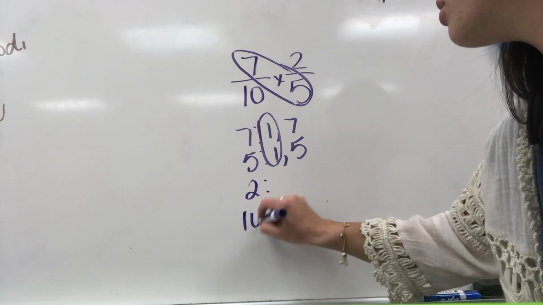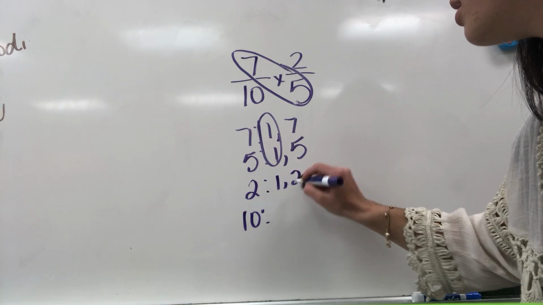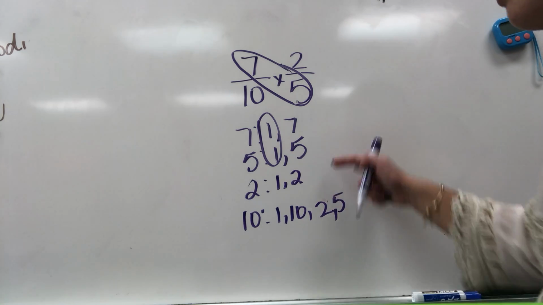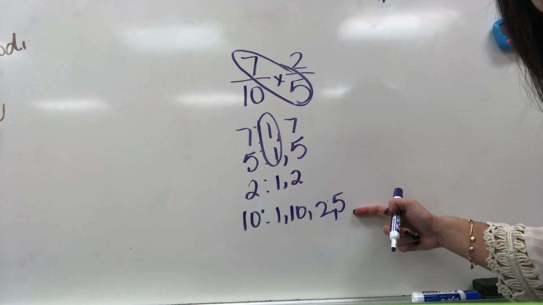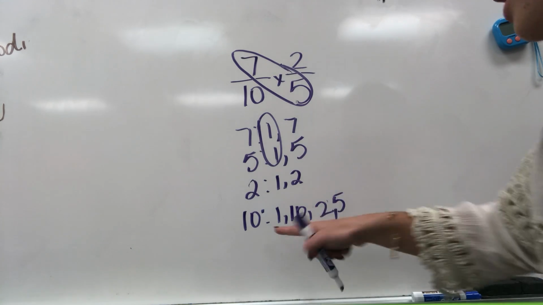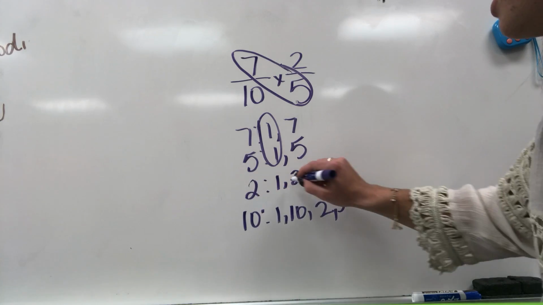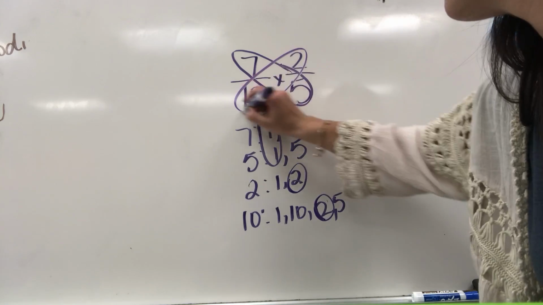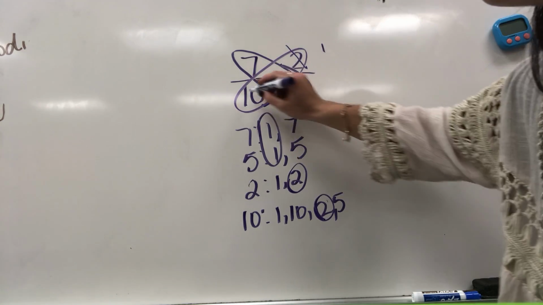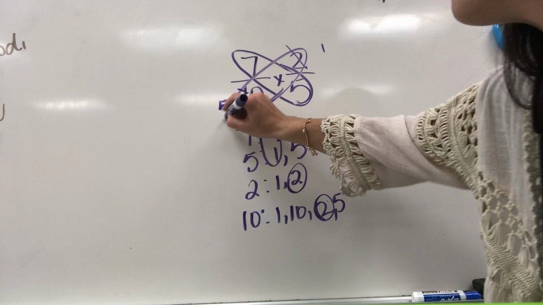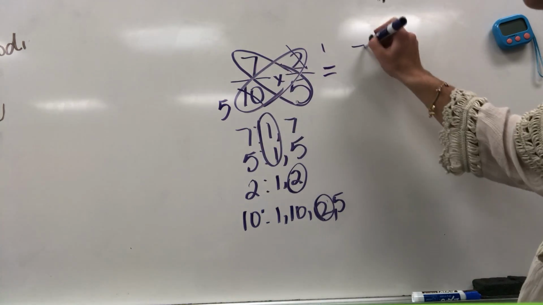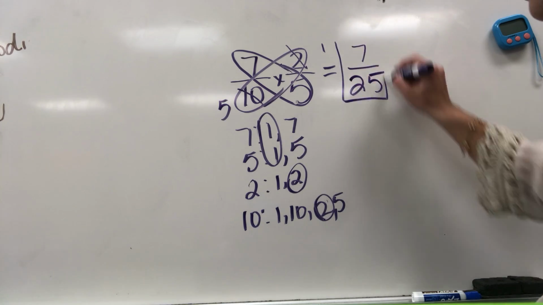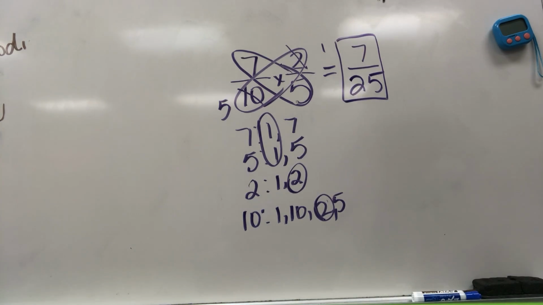And then I'm going to look at 2 and 10. This is 1 and 2. This is 1, 10, 2, and 5. This is where it comes in handy really knowing your multiplication facts, because then you can spew these out. All right, so then my greatest common factor between 2 and 10 is going to be 2. So 2 divided by 2 is 1. 10 divided by 2 is 5. And I multiply across. 7 times 1 is 7. 5 times 5 is 25. And 7 25ths is my answer, and that cannot be reduced any further.